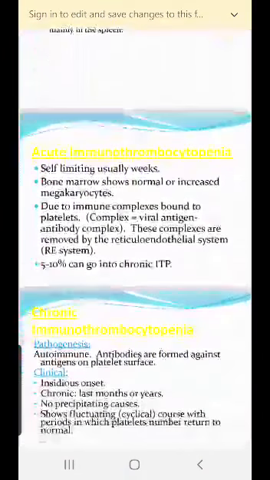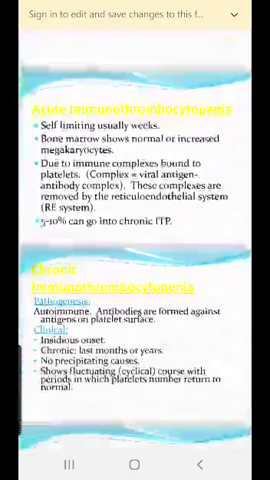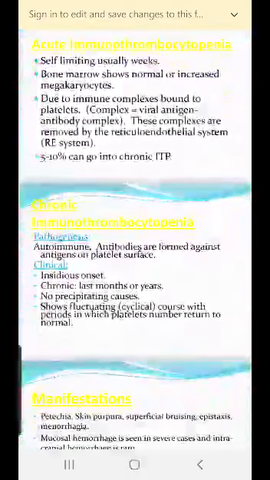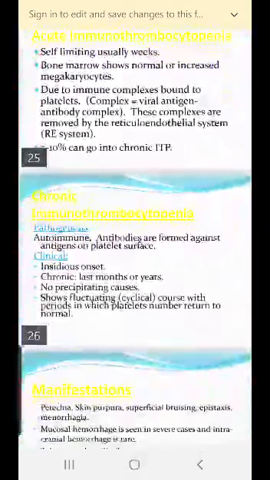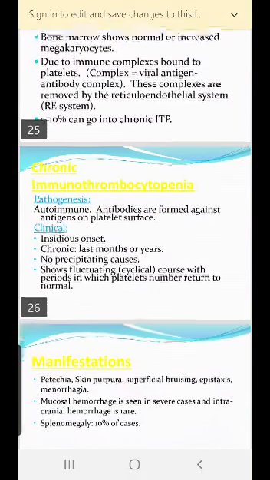So as I've said, if it is acute, it is self-limited, and because it is an acute, short-time condition, the bone marrow will respond and you will see increased megakaryocytes in the bone marrow. Only 5 to 10% of them will get into chronic ITP, because most of the time these complexes are removed by the spleen and the body is free of these autoantibodies, since this is because of viral infections.